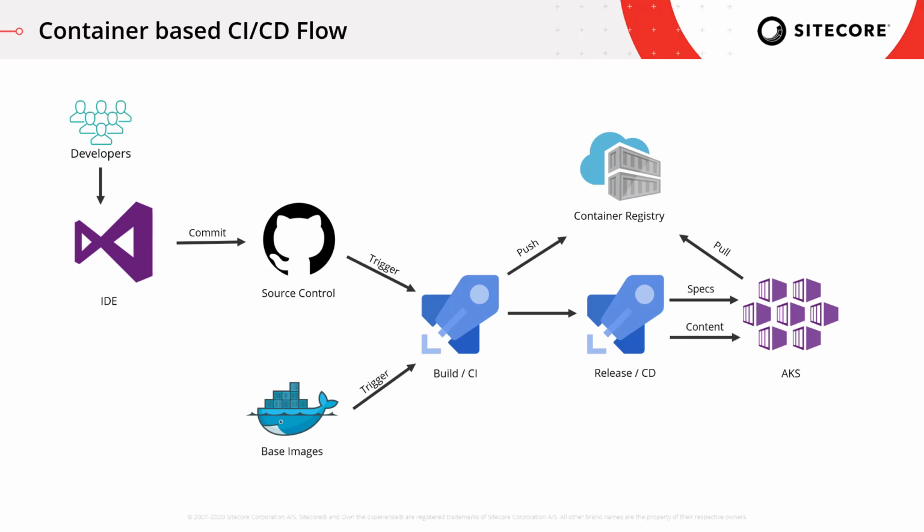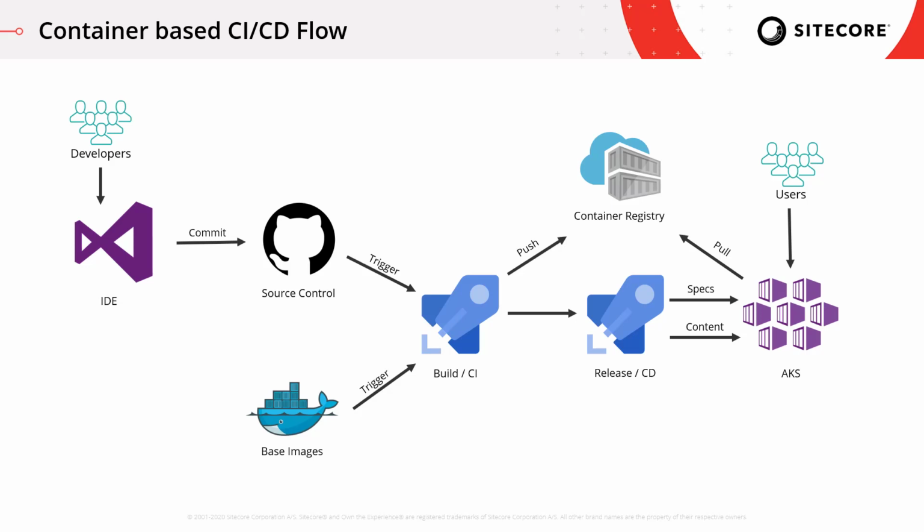Of course, any Sitecore deployment isn't complete without a push of the content changes. Once the specs have been deployed, the content is then also pushed to the CM instance, running in AKS, and a publish is executed. Once this has happened, your end users can now browse the site and interact with the new containers running in AKS.